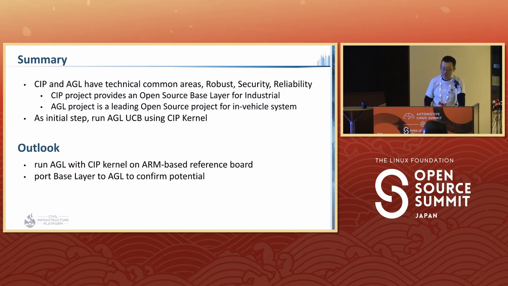Anyway, it's the last slide, and I'd like to wrap up. I introduced the CIP, Civil Infrastructure Platform project, and the AGL, Automotive Grade Linux project. The CIP project provides an open source base layer for industrial equipment. The AGL project is a leading open source project for vehicle systems. The application areas of the two projects differ, but both have technical common areas, such as robustness, security, and reliability.